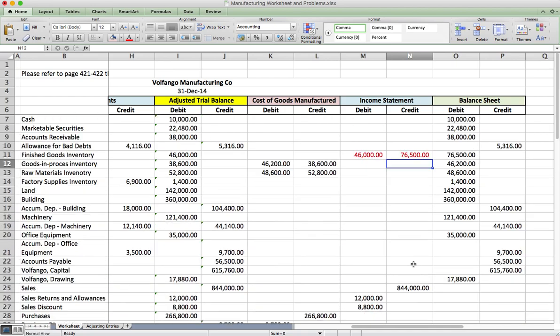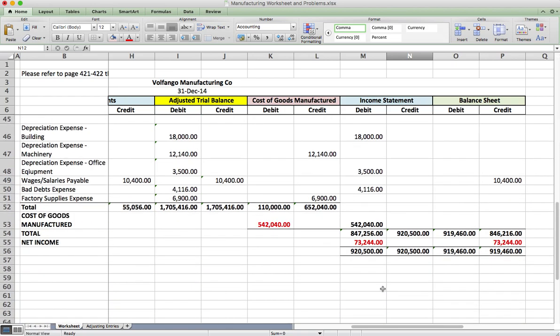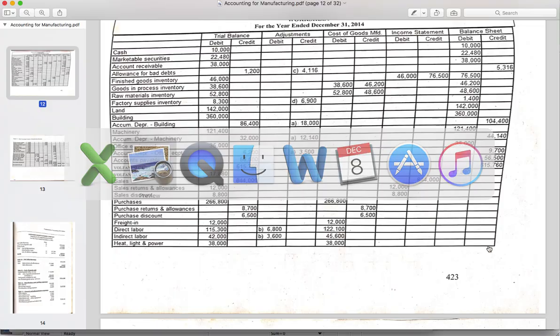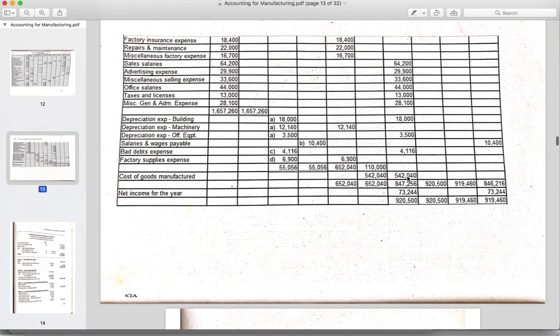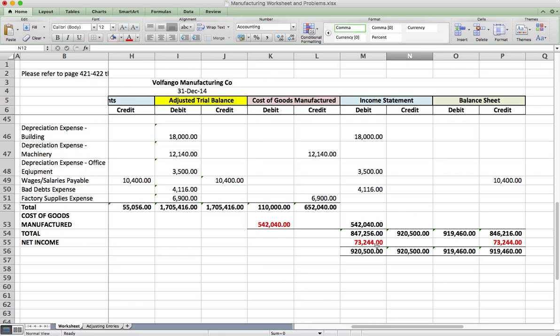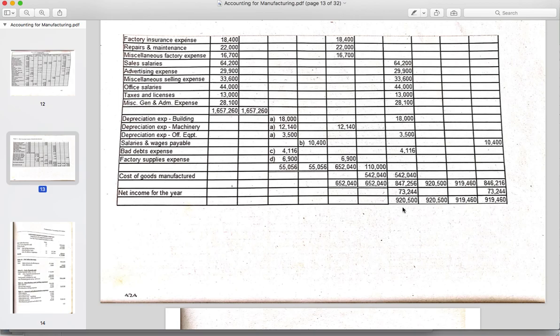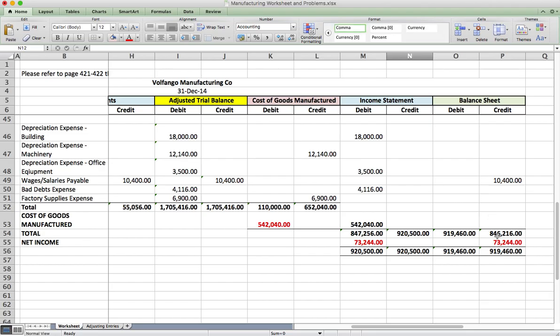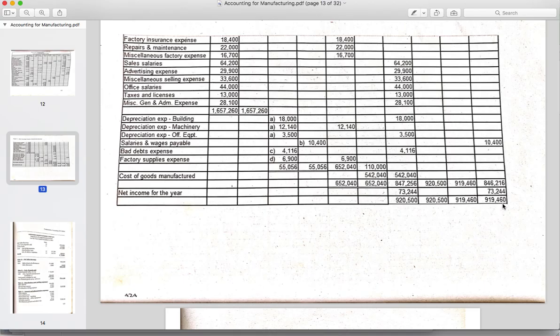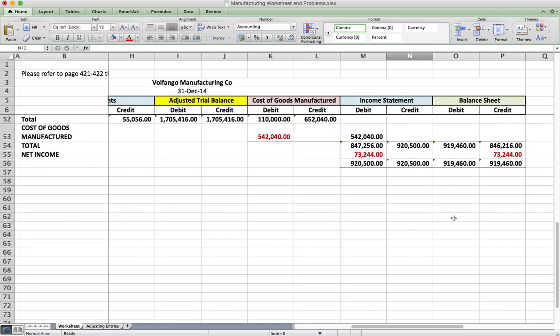76,500. Hindi 75,600. Okay? Ngayon, tie up na ba tayo? 73,244. 920,500. 919,460. 73,244. 919,460. Ayan. So, tie up na po tayo.